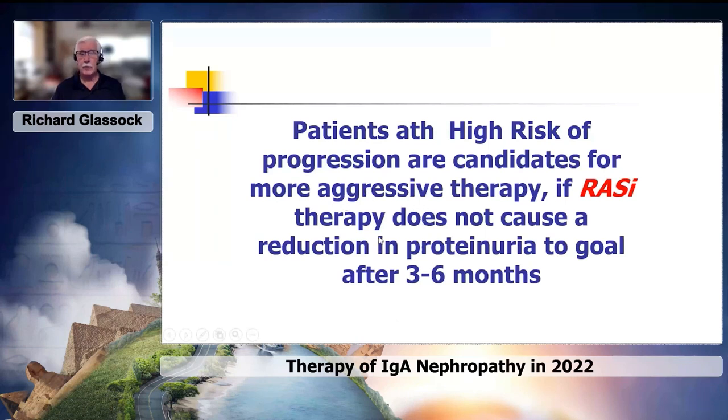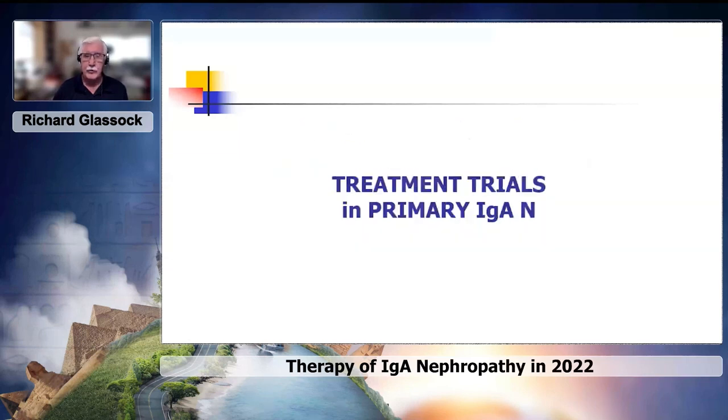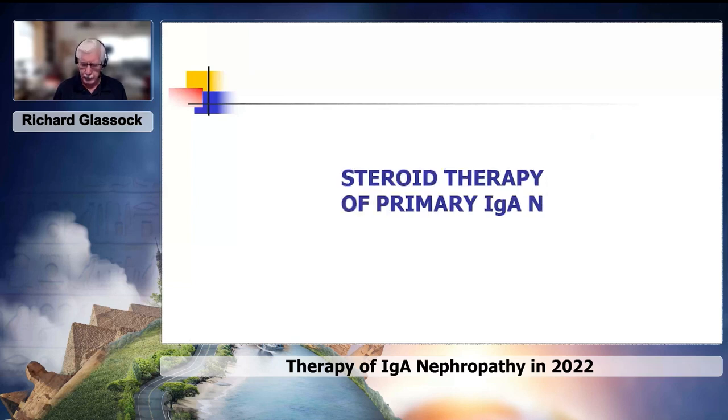Patients at high risk of progression are considered candidates for more aggressive therapy if RAS inhibition alone does not cause a reduction in proteinuria to goal after 3 to 6 months. So let's examine the use of drugs beyond angiotensin converting enzyme inhibitors or ARBs in the treatment of primary IgAN, and let's start with steroids.